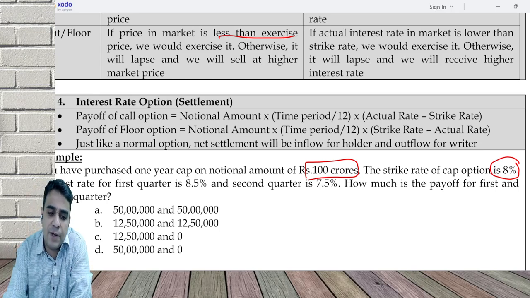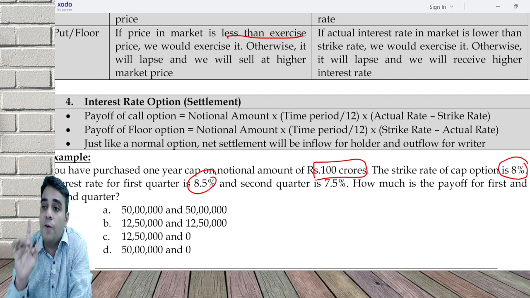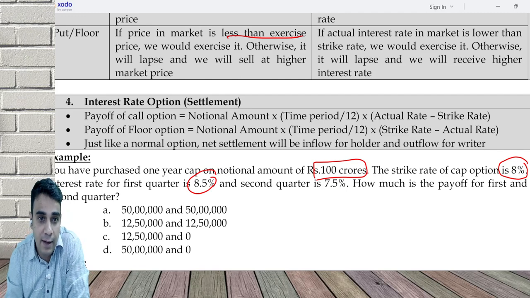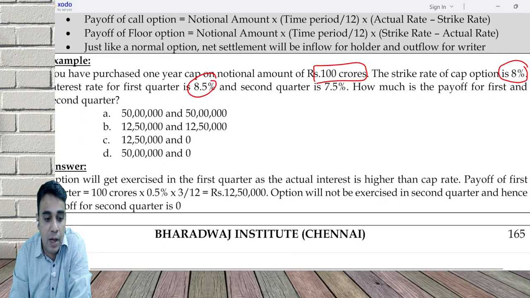What is the interest in the first quarter? I'll get 0.5% of 100 crore into 3 by 12. Second quarter, 7.5%. Is it more than 8%? No, no settlement for you. You will not get anything from the option.